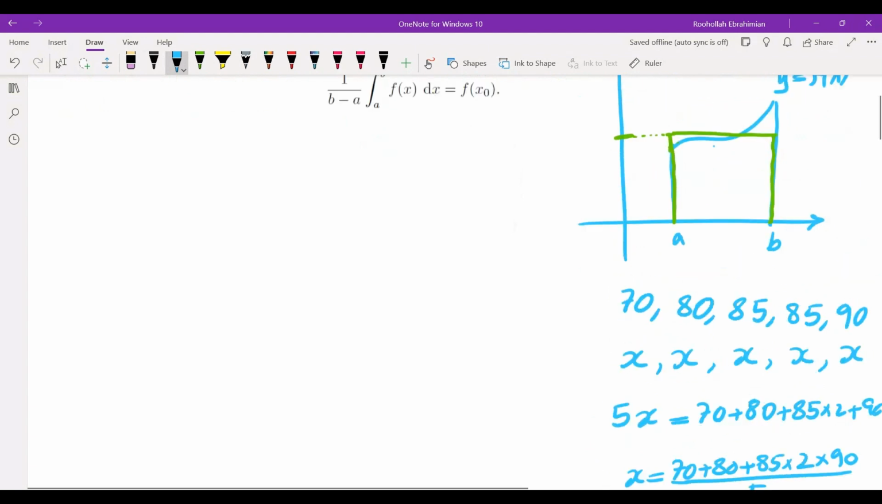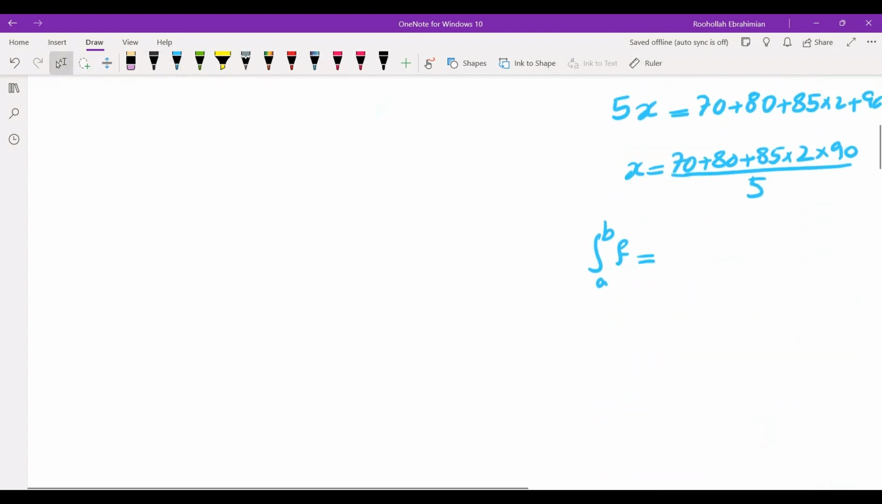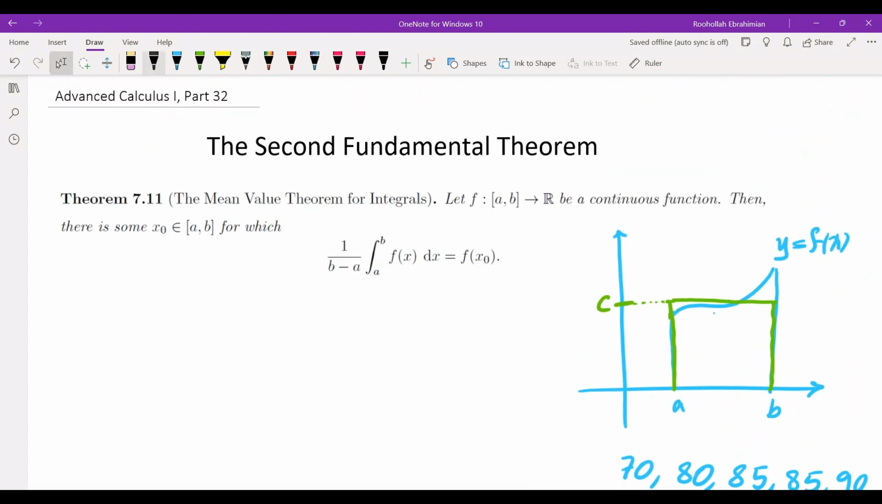That must be the same as this average value, which I will call c, times the base. So c times b minus a. So this average value c is 1 over b minus a times the integral from a to b of f. So the average value of the function is defined as 1 over b minus a times the integral from a to b of f.